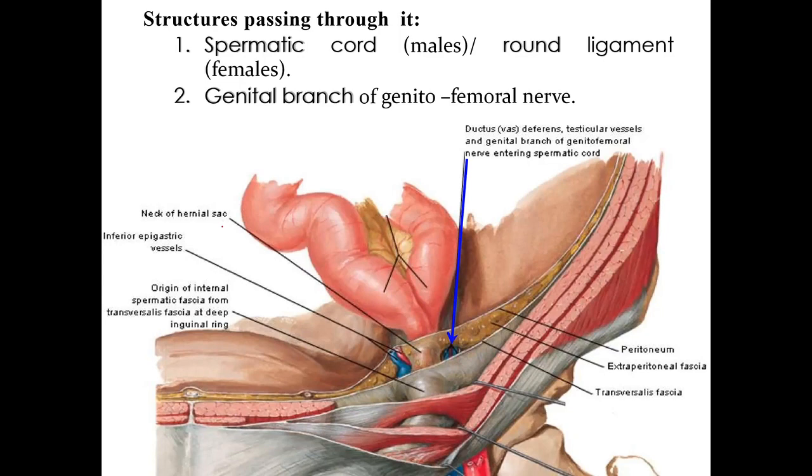If you have protrusion of a peritoneal pouch coming through this deep ring, as it enters this canal, it will pick a layer of the transversalis fascia. It will pick a layer of the transversus abdominis, a layer of internal oblique, and a layer of external oblique. So all this will now form coverings of that protrusion coming out.